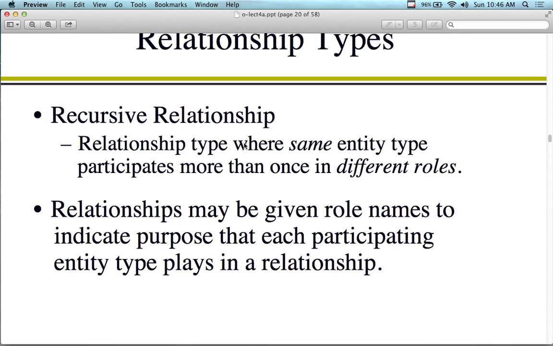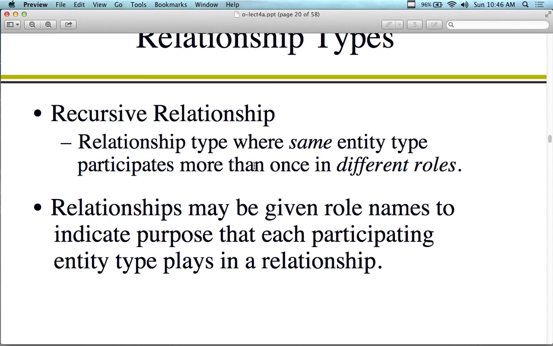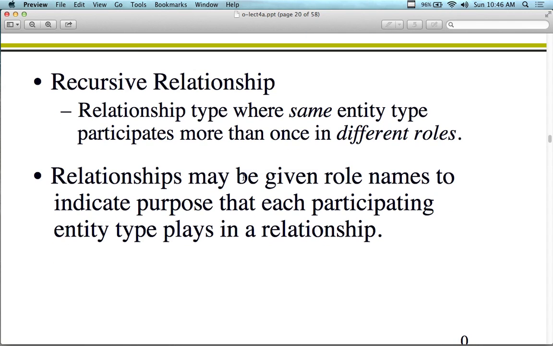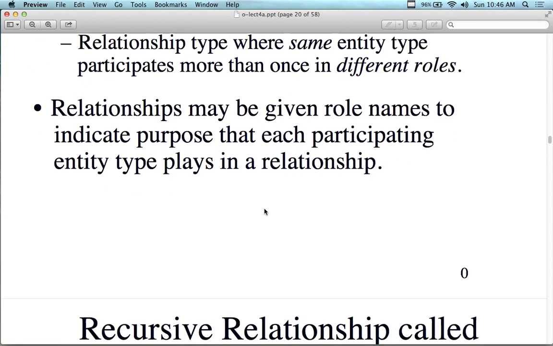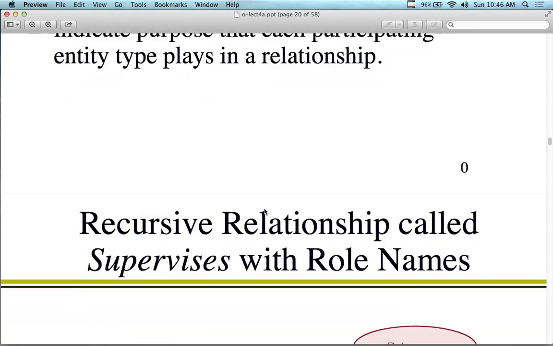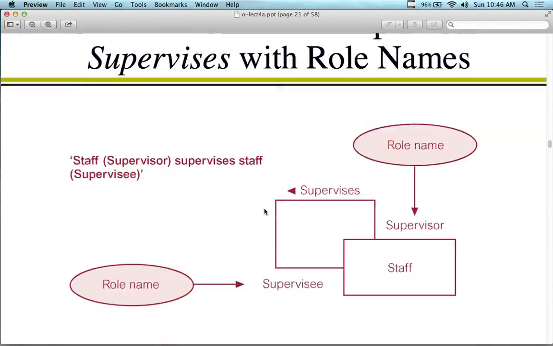So recursive relationship, to refresh your memory on this one, is a relationship type where the same entity is involved with the same relationship more than once, in a different role. And we have different roles that exist with this. So relationships might be given role names to indicate the purpose of the participating entity type, and what role they play in that relationship. And here's an example.